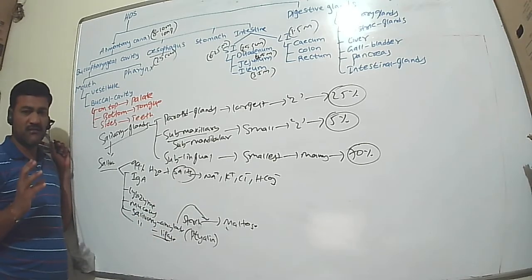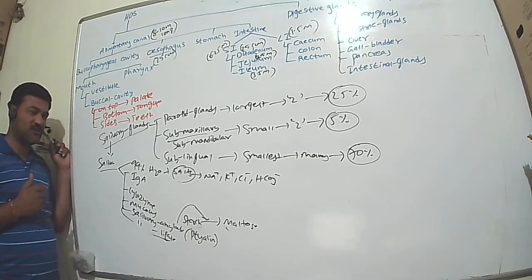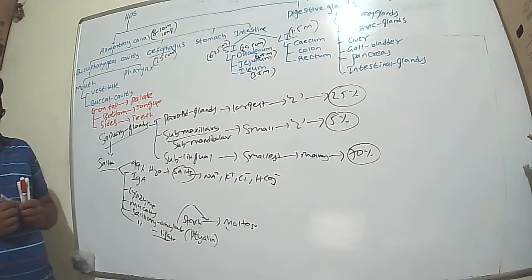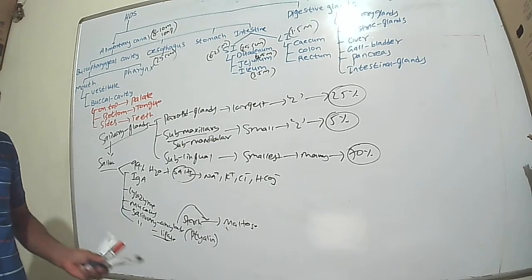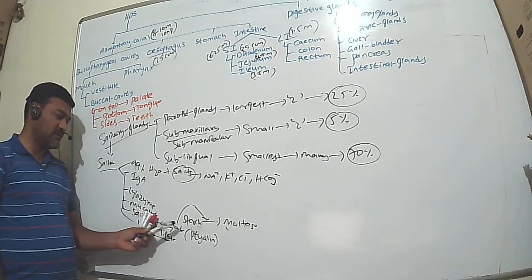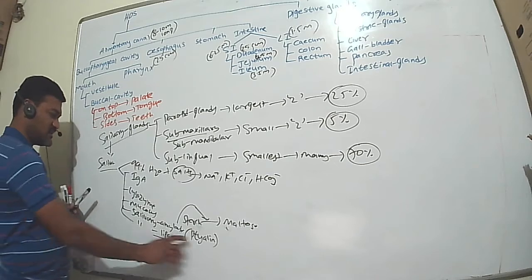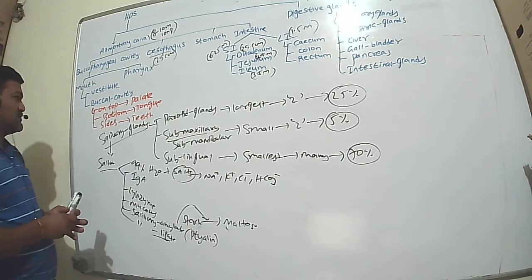So the first nutrient which starts digestion is starch. The first nutrient in the food which starts digestion in the mouth is starch. About 30% of starch is digested here itself. Okay, 30% of starch in the food is digested because of the salivary amylase, ptyalin. So that is about saliva.